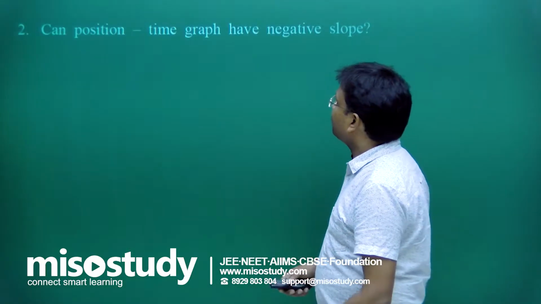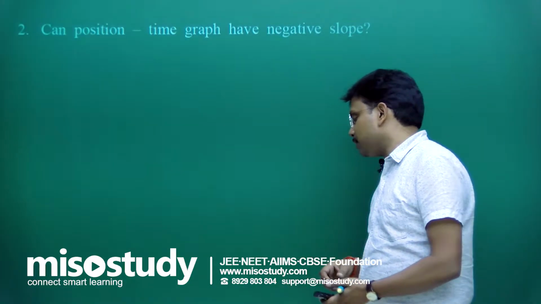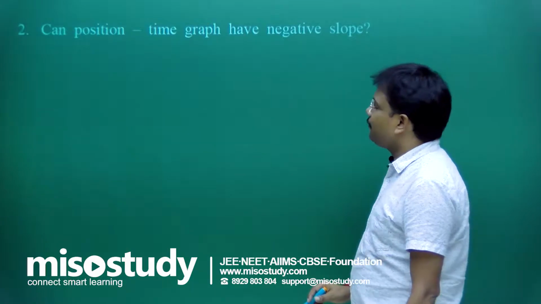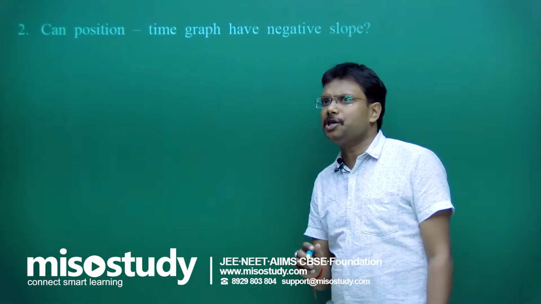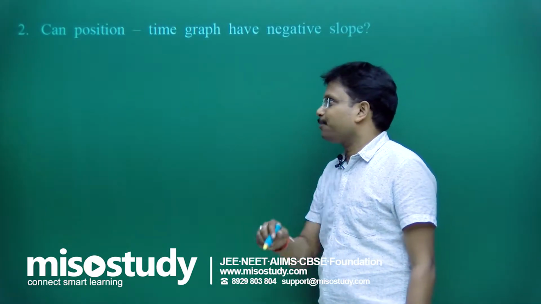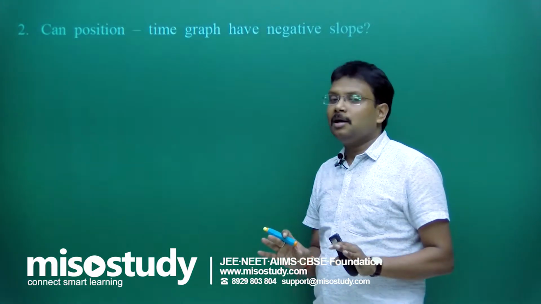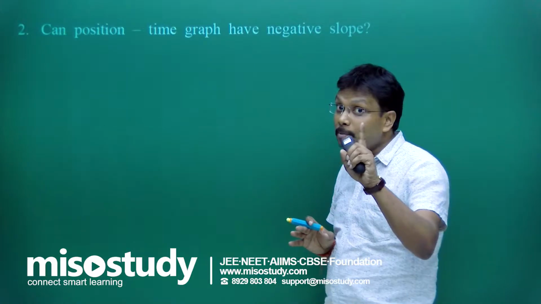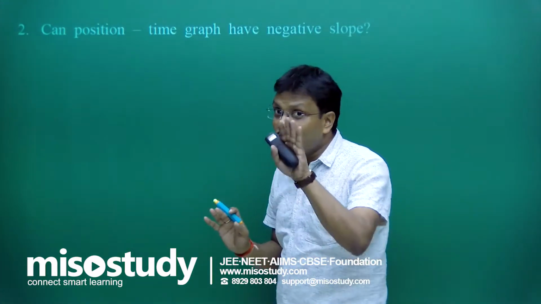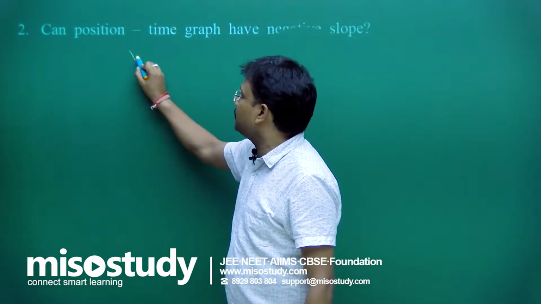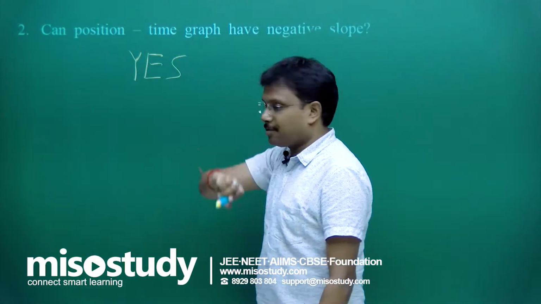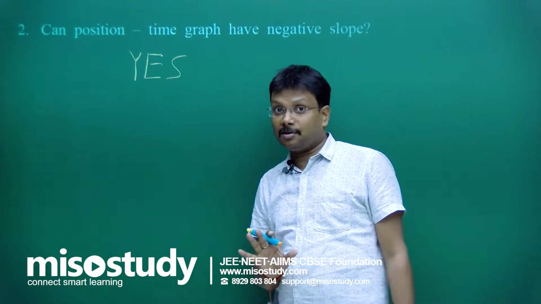So here comes the second question, that is, can a position time graph have negative slope? Position time, okay. Over here, can a position time graph have negative slope? It is also a 1 mark question. The answer you will write down in the answer sheet is yes. This is the answer.